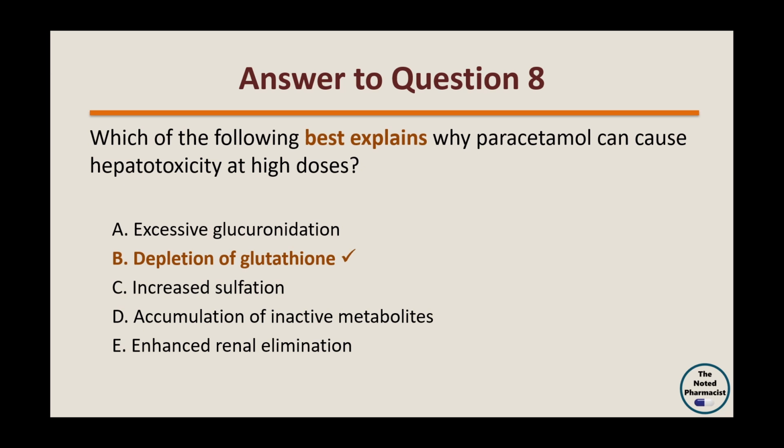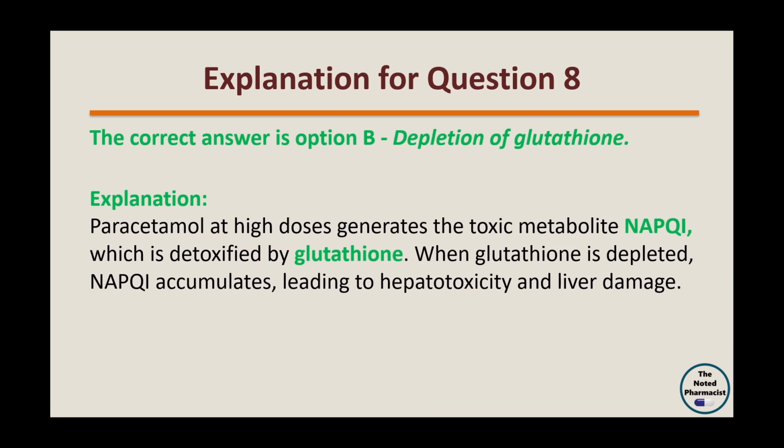The correct answer is option B, depletion of glutathione. The explanation is as follows. Paracetamol is primarily metabolized via glucuronidation and sulfation, but at high doses, these pathways become saturated. This results in the generation of a toxic metabolite, N-acetyl-p-benzoquinone imine, NAPQI, which is detoxified by glutathione. When glutathione stores are depleted, NAPQI accumulates, leading to hepatocellular damage and potentially fatal liver failure.